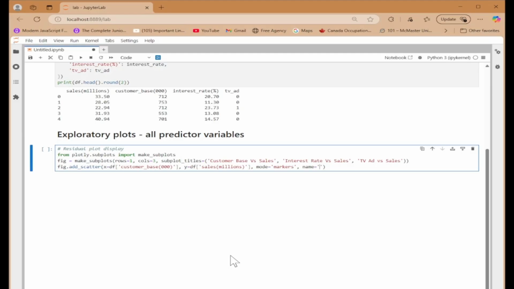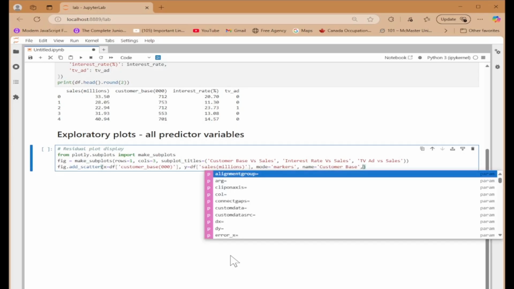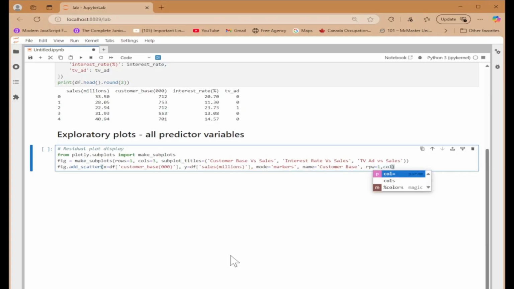Did I give the name in the first one? Oh no, TV ad sales. Okay, name equals customer base, because this is the first one, customer base, row 1, column 1. This is going to be, comma, row equals 1, comma, col equals 1. Okay, this is one plot.